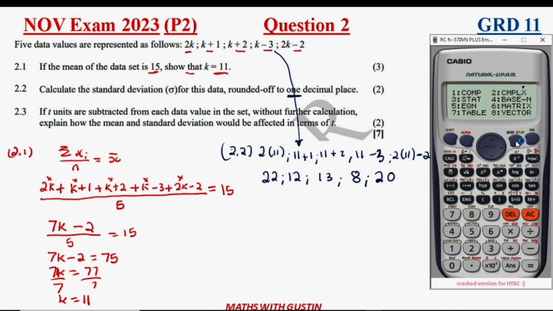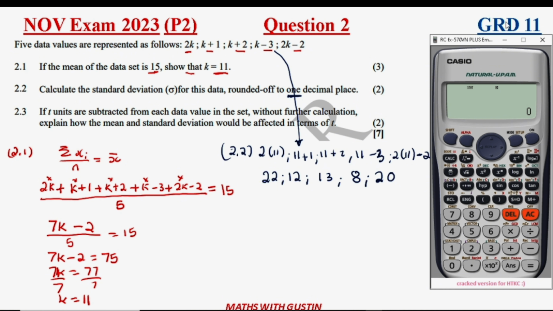We're going to say shift, statistics, and then we choose 1, which is one set of data. So we're going to input 22, 12, then we've got 13 here. I hope you guys are also doing it. Please do it practically so that when you have to do it alone in the exam, you don't struggle. There you go, 20. That's our full data set.